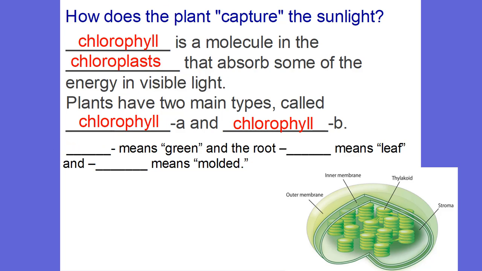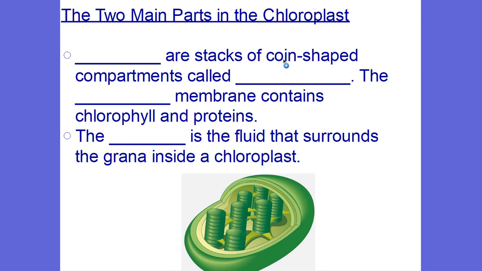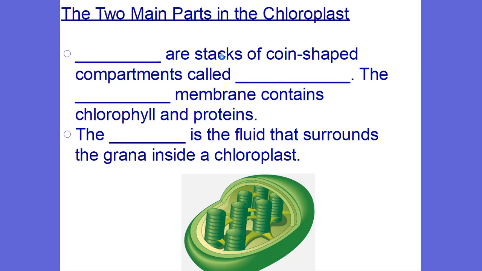And so what we see here is chloro. That root chloro means green, and the root phyll means leaf. Phyll means leaf. So it's green leaf is what it basically means. And of course, plast means molded. Plast means molded.